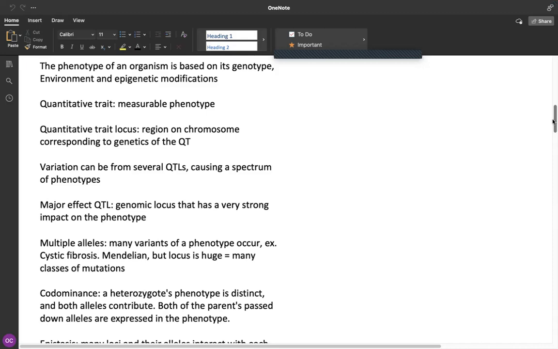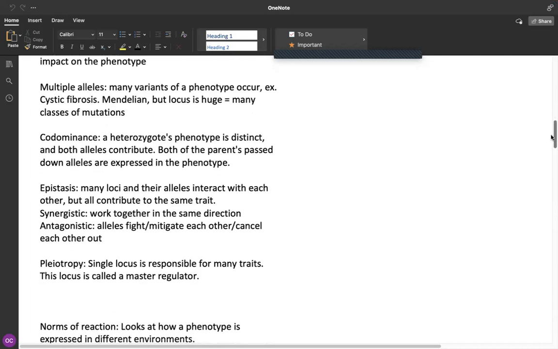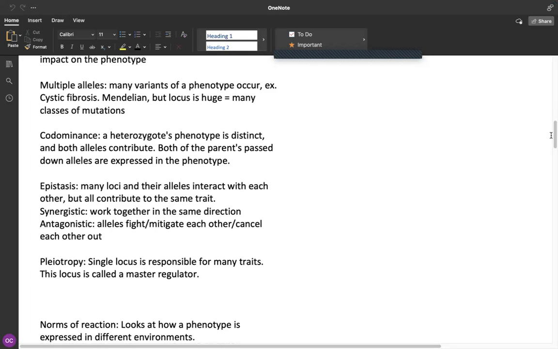Variation can be from several different quantitative trait loci, causing a spectrum of phenotypes. This is related to epistasis. Major affected QTLs are genomic loci which have a very strong impact on the phenotype, so they are more influential than other QTLs. And some more definitions that you have to know.